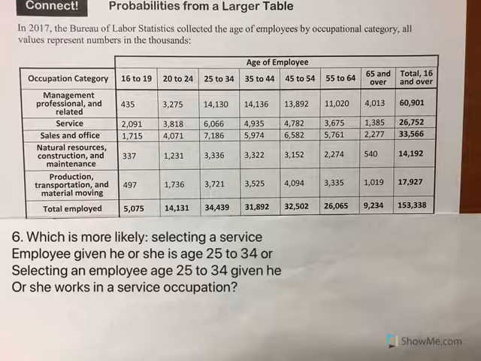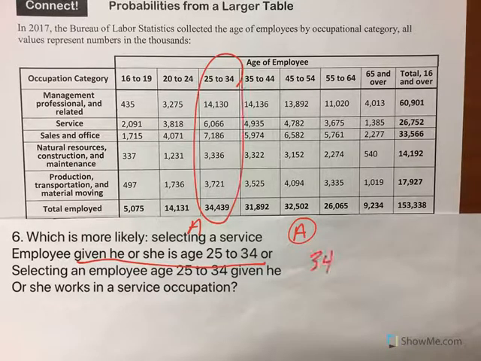Which is more likely? Selecting a service employee given he or she is age 25 to 34, or selecting an employee 25 to 34 given he or she is a service occupation? Okay, so the first one, we'll call that option A. We'll do that one right here. Option A, selecting given he or she is 25 to 34. So I'm only looking at this one. That means my denominator is 34,439. And selecting a service employee. So where's service? Here it is, 6,066. So that is 0.176.